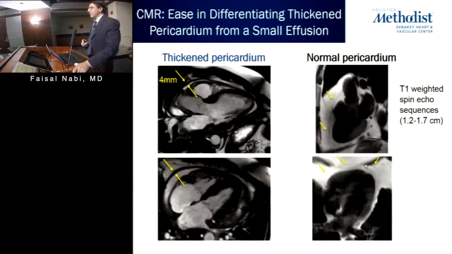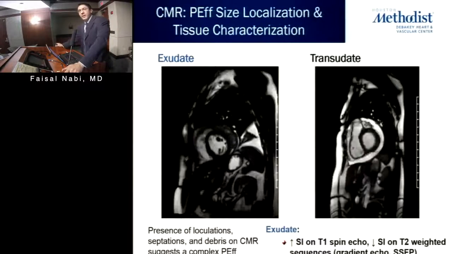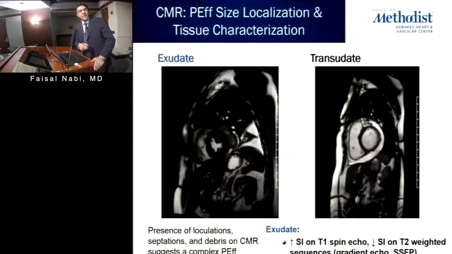The other big benefit of CMR is that you have no problem differentiating a small pericardial effusion from pericardial thickness, which frequently can be difficult with cardiac CT. Furthermore, CMR, because of its large field of view, gives us a very good idea of the pericardial effusion itself. I'm showing you, this is our patient. This was another patient I'll just get to.